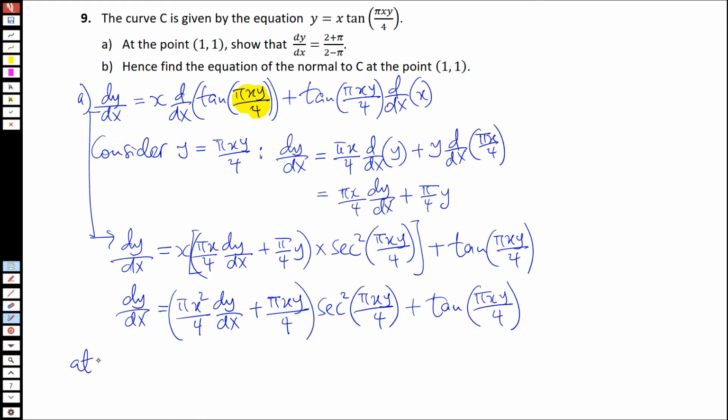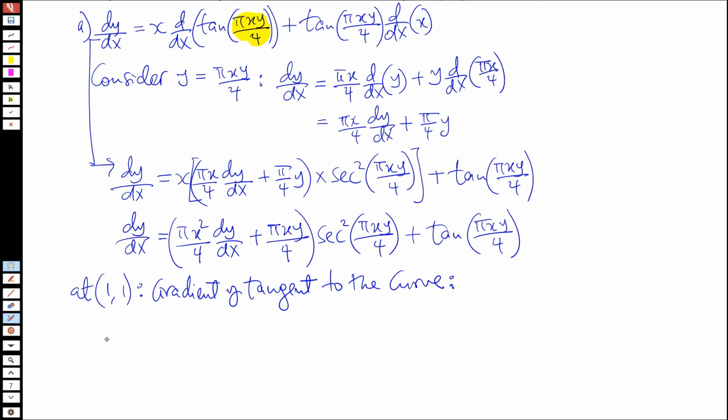And now, suppose we want to find the gradient of this curve at the point (1, 1). So at the point (1, 1), the gradient of the tangent to the curve will be given by, so basically to find the gradient of the tangent to the curve, we shall plug the point (1, 1) into this equation. So basically I really don't need to write this statement here. So at (1, 1), let's plug (1, 1) into this equation.